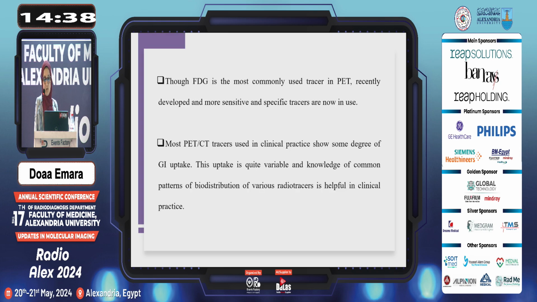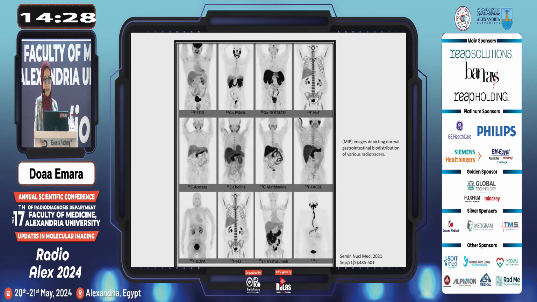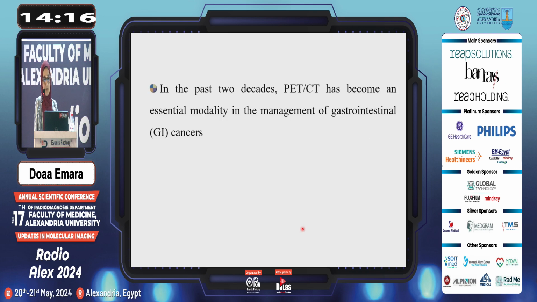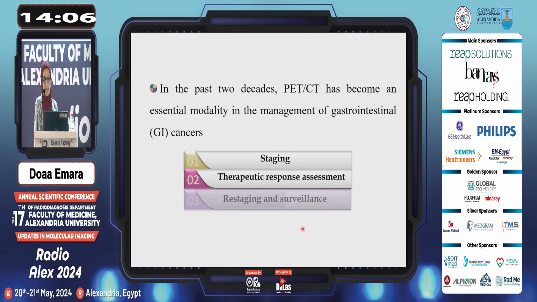Although FDG is the most commonly used tracer, nowadays there are different tracers which can be used, and we have to know their biodistribution. This figure summarizes different tracers and their physiological uptake within different organs and bowel loops. In the past 2 decades, PET-CT has become an essential modality in the management of GI cancers, including staging, therapeutic response assessment, restaging, and surveillance.